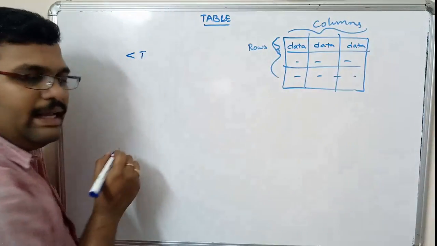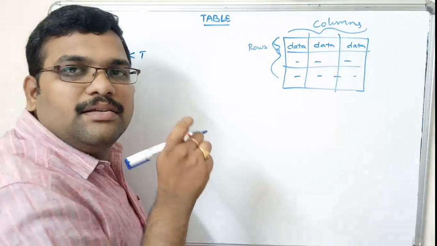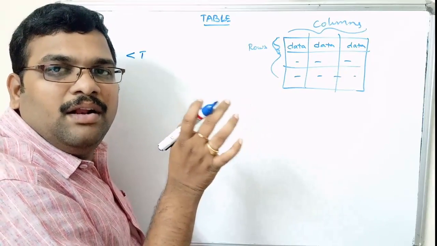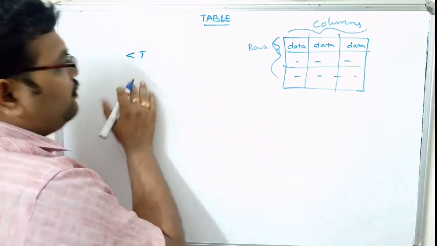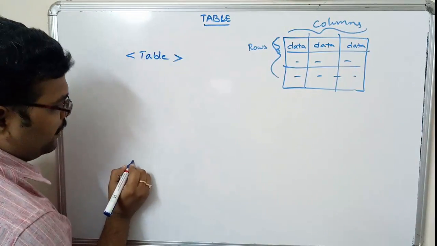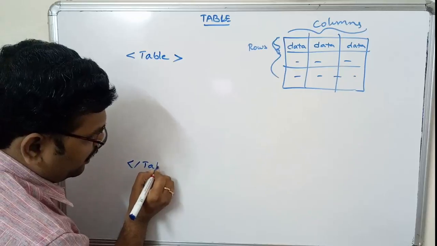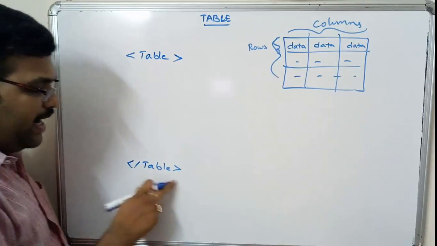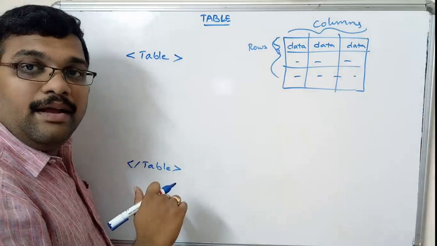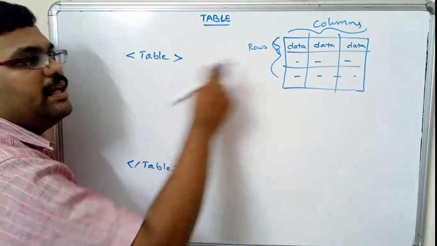We know that in HTML, a tag means the text which is enclosed between the less than and greater than symbols. So here we will use a table tag, the starting tag and the ending tag. The ending tag starts with a backslash, right? In between this table tag, we have to insert the data.